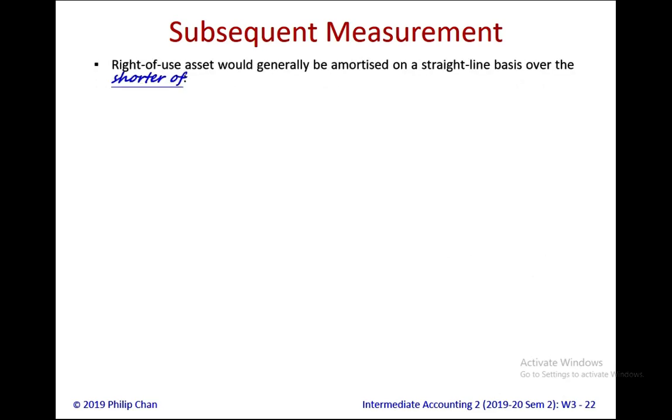Okay, other than the lease liability, we also have the right of use asset. This right of use asset is like a normal asset, like for instance, a PPE. It would in fact be depreciated, but instead of using the term depreciated, we use the term amortized. It's the same thing. On the straight line basis over the shorter of its useful life of the right of use asset as well as the lease term. So it would be the shorter of the two.